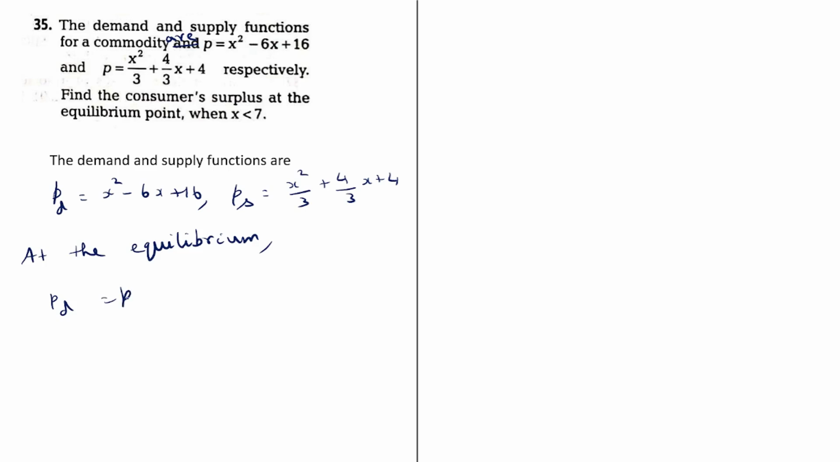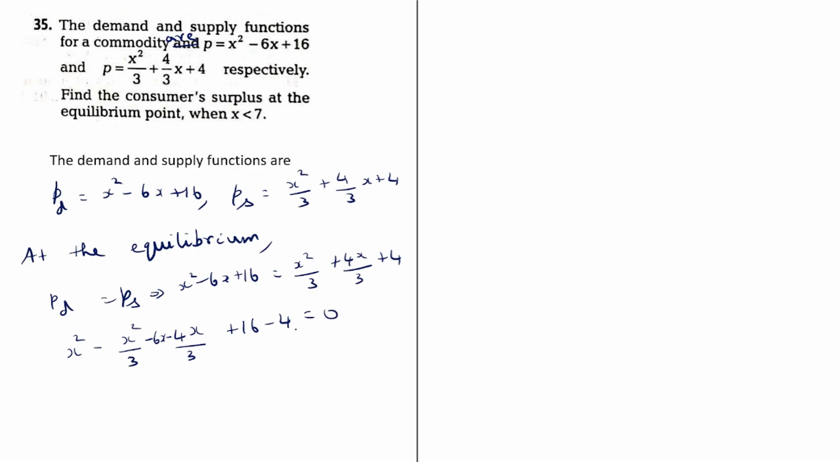PD equal to PS implies x square minus 6x plus 16 equal to x square by 3 plus 4x by 3 plus 4. Let us transpose all the terms to one side, and I am collecting all those terms with x square first, then with x, then after that with x: minus 6x minus 4x by 3 plus 16 minus 4 equal to 0.